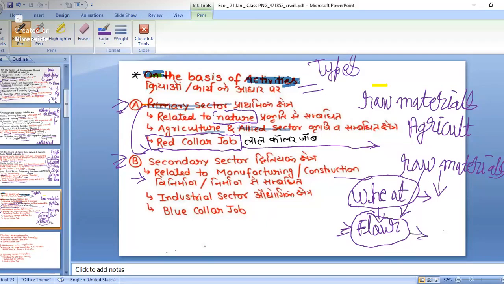So this particular thing will be known as the secondary sector. This flour is the secondary sector. It is related to manufacturing and construction. In this secondary sector we have the industrial sector, and this secondary sector is known as blue collar job. Remember that it is known as blue collar job.